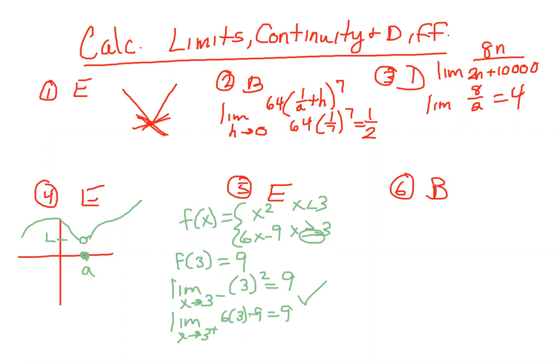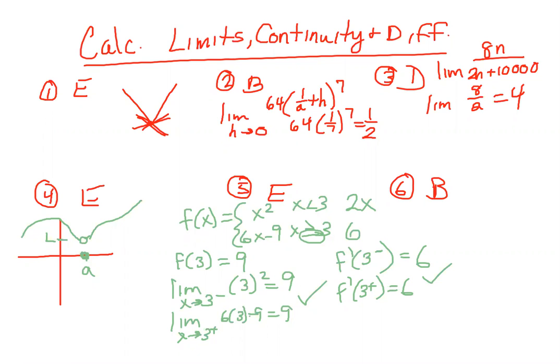Is it differentiable? Well, let's take the derivative. For x less than 3, that would be 2x. The derivative for x greater than or equal to 3 is 6. So the derivative on the left side of 3 is going to be 6, and the derivative on the right side of 3 is also 6. Since they're equal, it's also differentiable. So it's both continuous and differentiable.